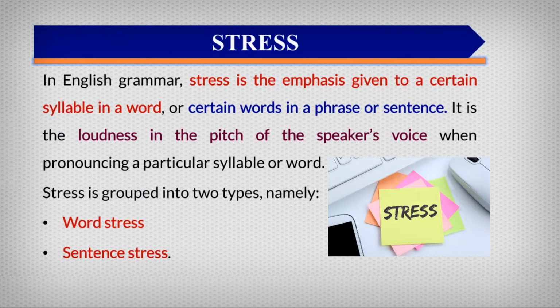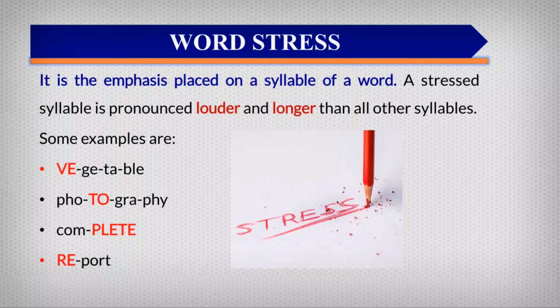Now, stress can be grouped into two. We have word stress and sentence stress. Now, let's take a look at these types of stress. Word stress is the emphasis placed on a certain syllable in a word. This syllable is pronounced longer and louder than the other syllables in the word. Now, let's take a look at some examples.